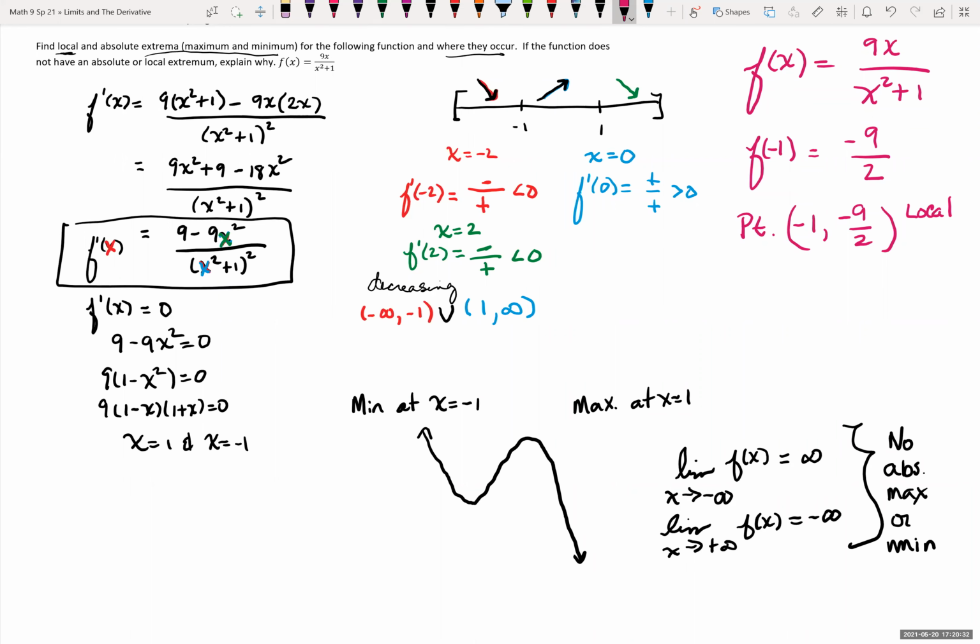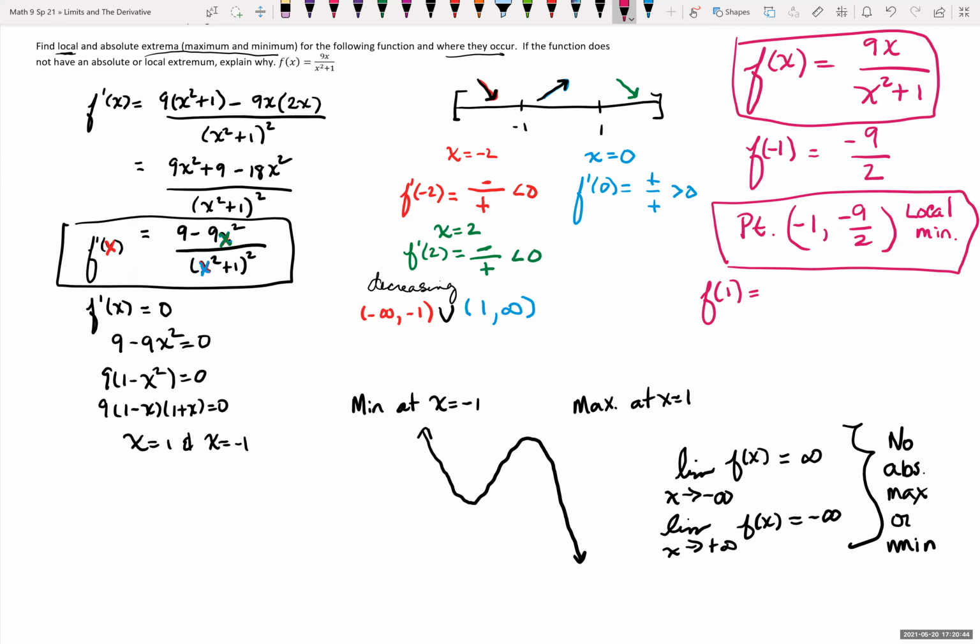Minimum value of -9/2. And if we plug in +1, wherever we see an x in our original f of x function, we get back 9 all over 2. So +9/2 is our local max, and the point occurs at 1, 9/2. Okay, so that was that problem on the exam. Let me see if there's any questions before I move on.